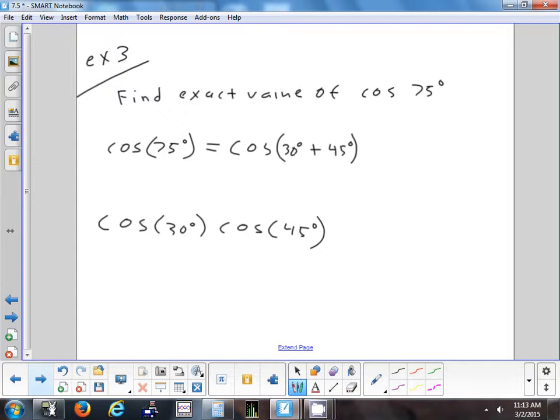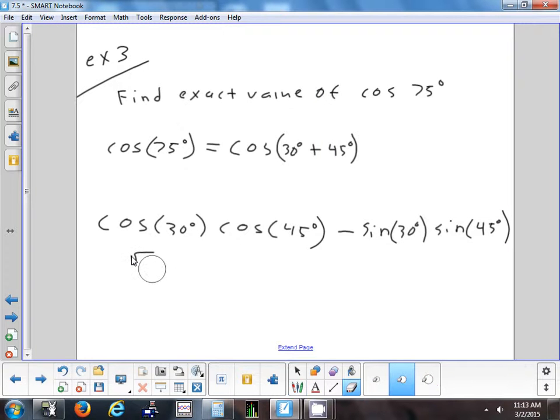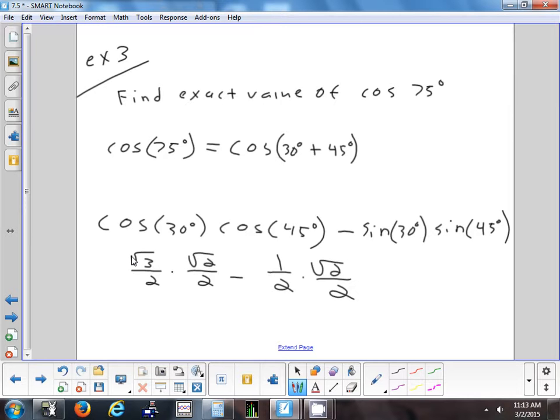Now with the cosine sum formula, when I write it out, how about Kelsey? What symbol do I use, plus or minus? Yeah, cosine sum uses a minus, just the way it works. Sine of 30, sine 45. And we already should recognize every one of those. Cosine of 30, that's your root 3 over 2. Cosine of 45 is root 2 over 2. Sine of 30 is a half. Sine 45 is root 2 over 2.